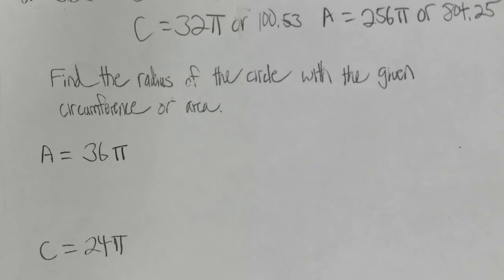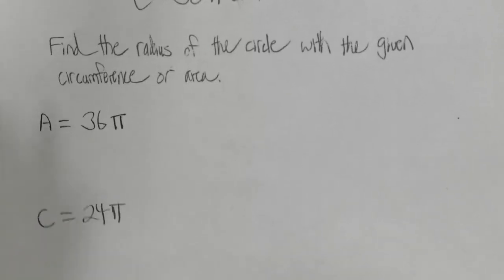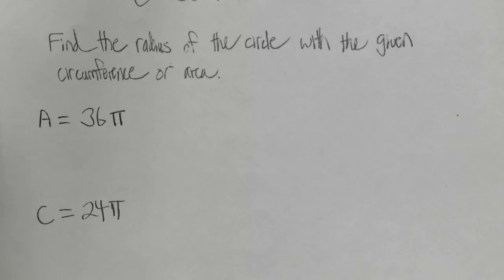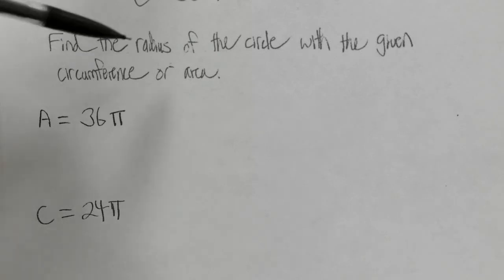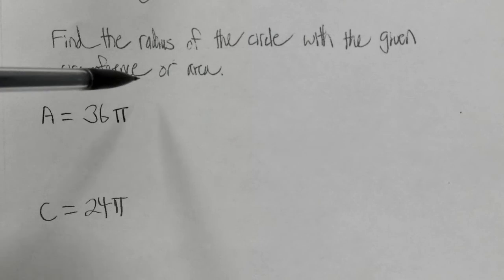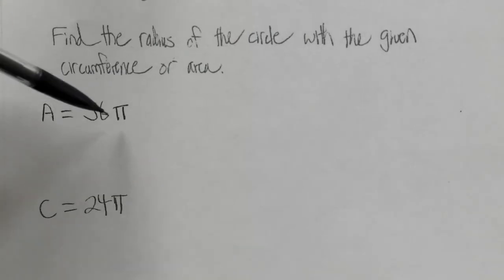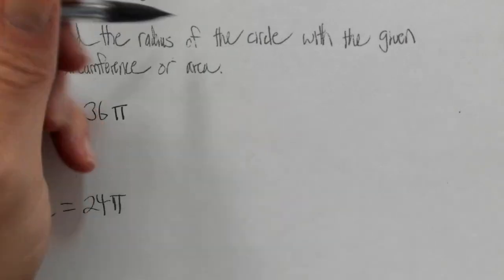Alright, so now we come to a problem that is a little bit different. Okay, so this problem now says find the radius of the circle with the given circumference or area. See, last time we were asked to find the area given the radius or the circumference. Now we're asked to find the radius with the given circumference or area. Okay, so let's think about this for a minute. They're telling us the area is 36 pi. What are we asked to find again?